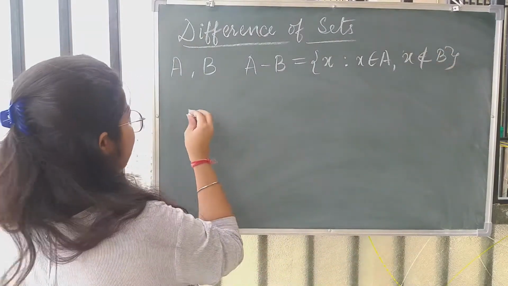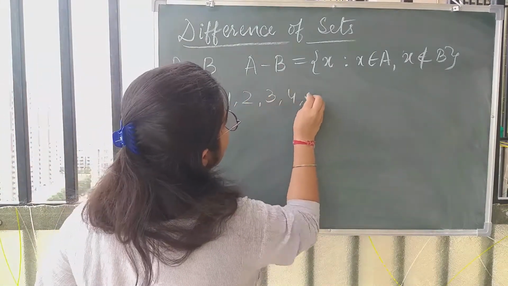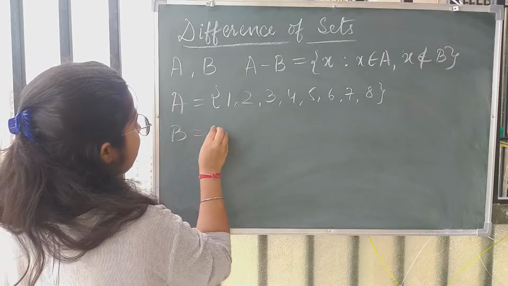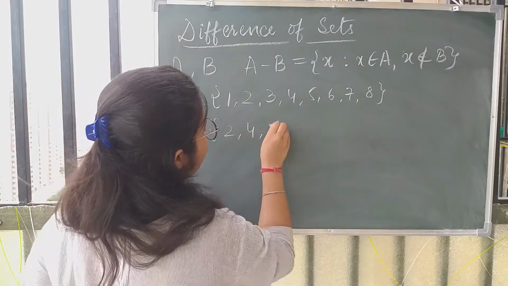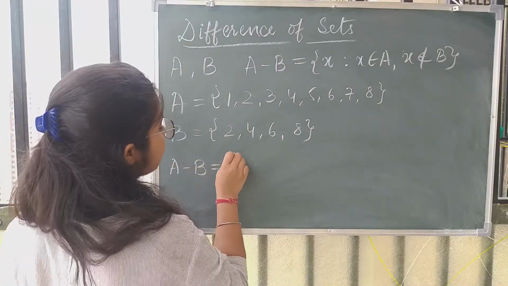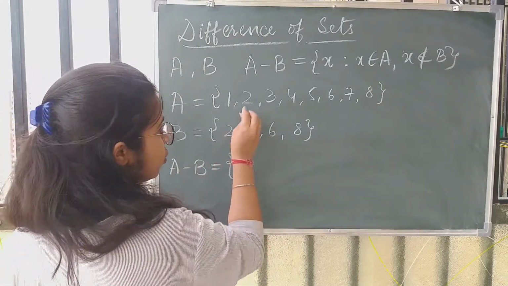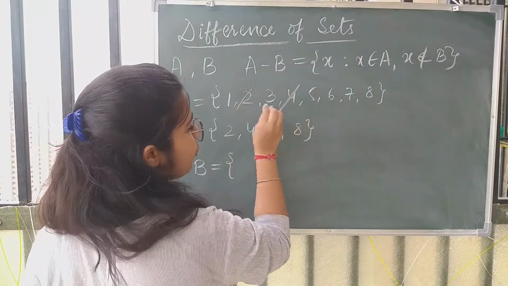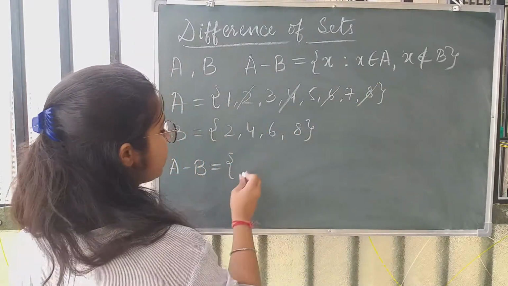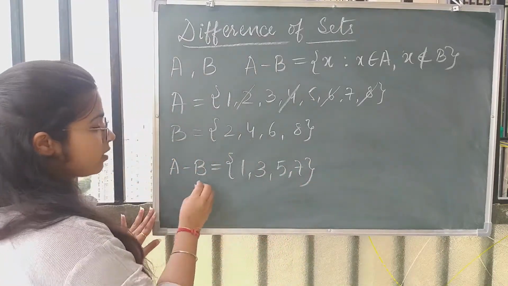Let me show this to you with an example. Suppose there is a set A consisting of 1, 2, 3, 4, 5, 6, 7 and 8. And there is another set B consisting of 2, 4, 6 and 8. So if I write A minus B, that means मुझे A में से सारे B के elements को हटाना है. So that would be, since 2 is here तो मुझे 2 को हटाना है, 4 is here तो 4 को हटाना है, 6 is here तो 6 को हटाना है, 8 is here तो 8 को हटाना है. तो कितने elements बचे हैं मेरे पास? 1, 3, 5 and 7. So this is what is A minus B.